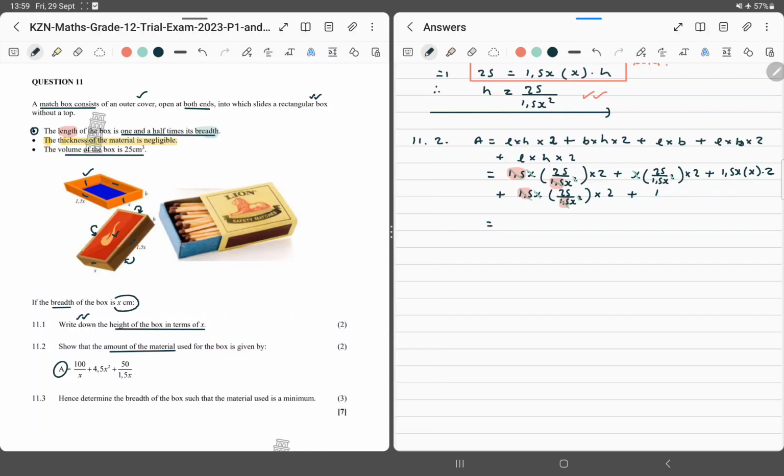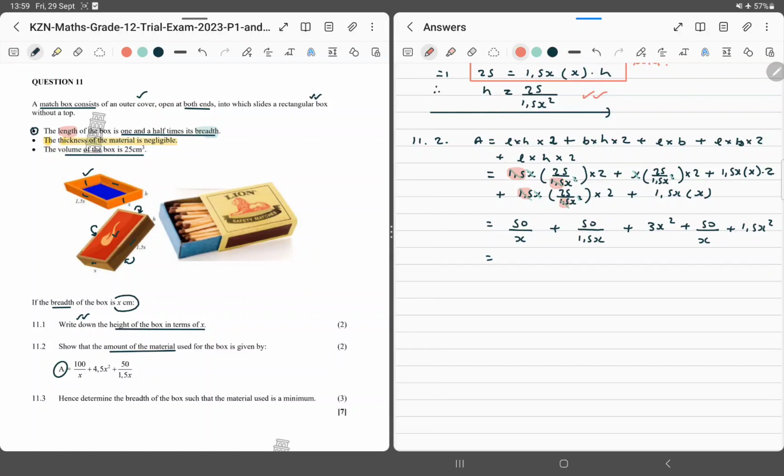Okay, let's see, this is 1,5x into x, no? Yeah, that is the one that was missing. Everything else is there. So now we've got our gymnastics again. This is going to give us 50 over x, plus that one gives us 50 over 1,5x, plus this one is going to be 3x squared, plus the last one is going to be 1,5x squared.